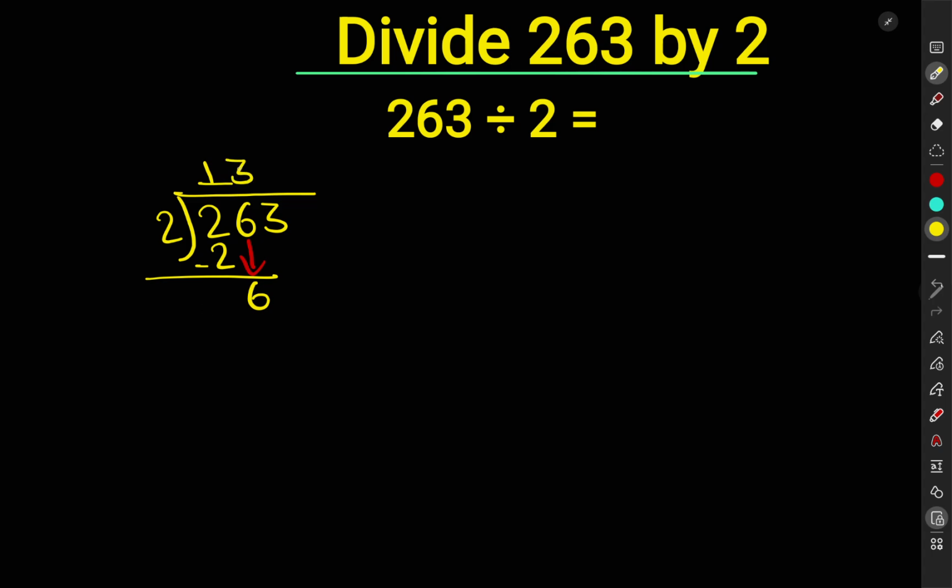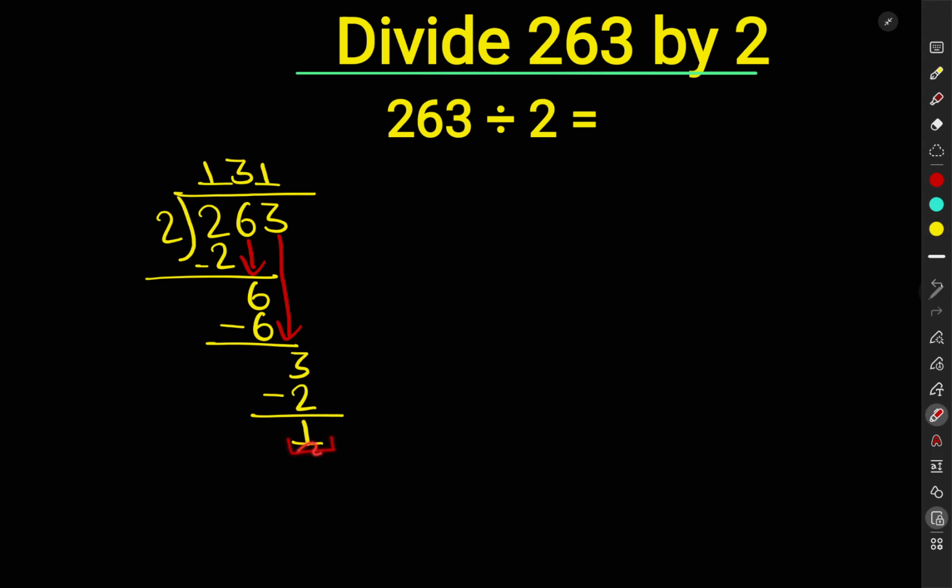So 2 times 3 means 6. On subtracting we get 0. So now again we put down the number beside this, 3, and we remove this 0. So 2 times 1 means 2. On subtracting we get 1.